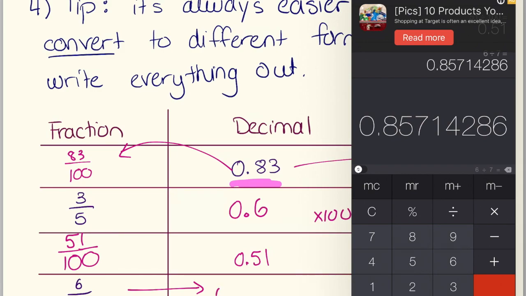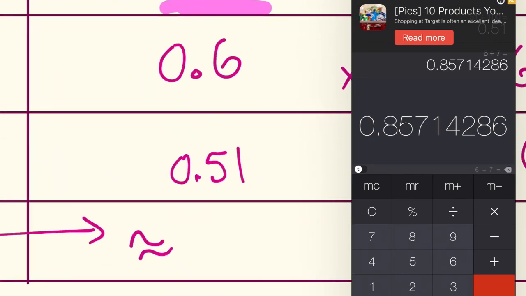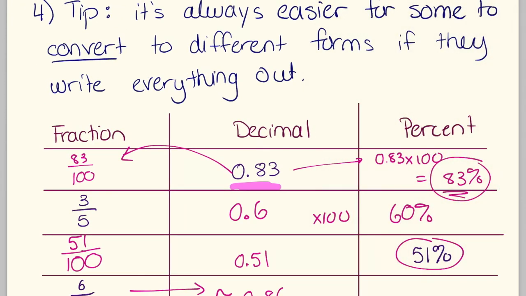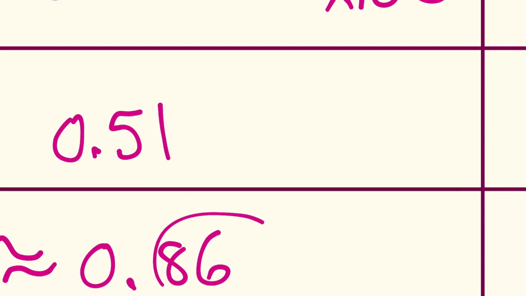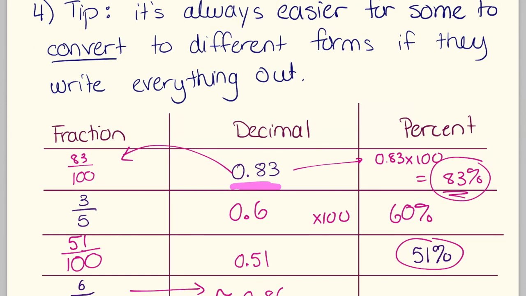And just because I had taught it to you earlier in this lesson, I'm going to put these little approximate signs, and I'm going to write here 0.86 because we're rounding up to the nearest hundredth. So that's done. Now I can take this 0.86, and I think it's easier for me now to convert it to a percent by multiplying it by 100, and that gives me 86%. And so that's how you would convert from fractions to decimals to percents, and vice versa, back and forth.